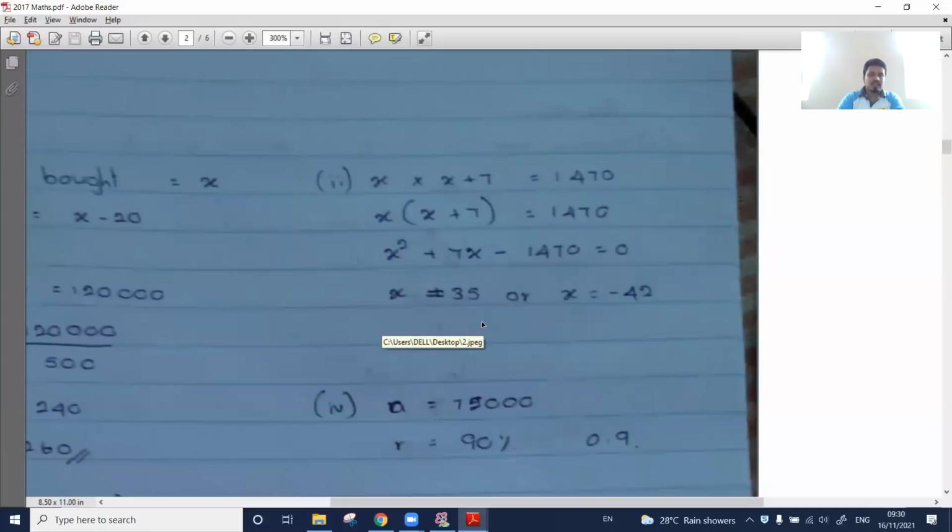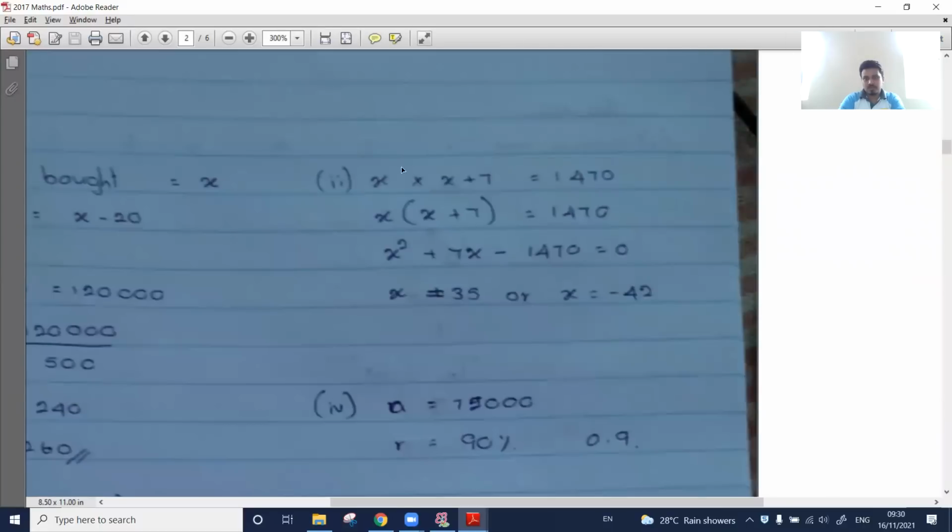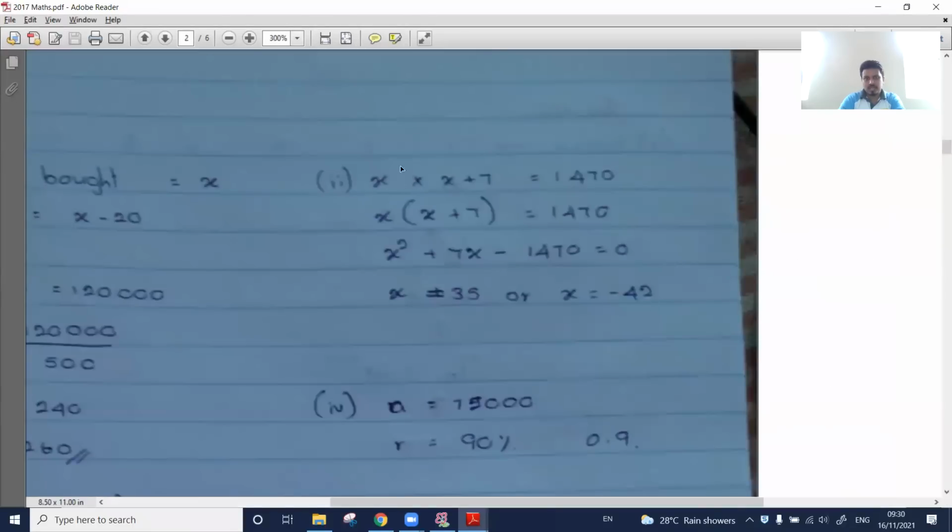If you got that correct and stopped at this point, for the moment we'll give 2 marks. This is out of 5. And if you have completed this and got the final answer as 35 and 42, then allocate 5 marks.